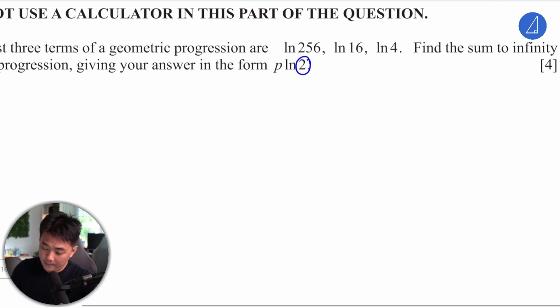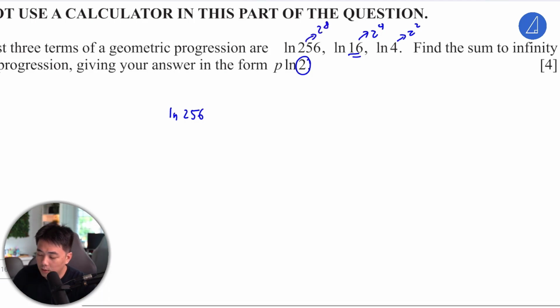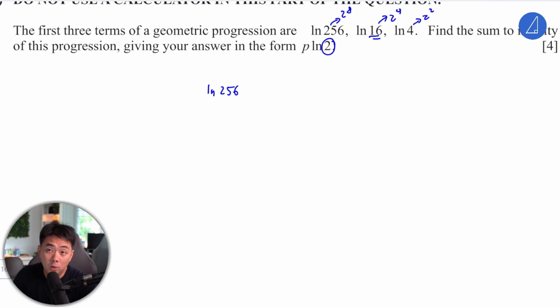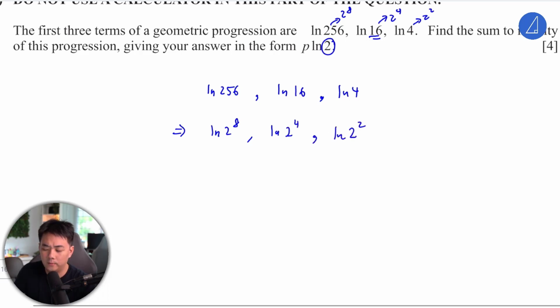So we need to rewrite this if we could. 256, I think this is 2 to the power of, we could check. I know that 16 is 2 to the power of 4, and 4 is 2 to the power of 2. Okay, 256 will be 2 to the power of 8. So at the get-go you could just rewrite them. So I'm going to rewrite the first 3 terms into ln 2 to the power 8, ln 2 to the power 4, and ln 2 to the power 2.